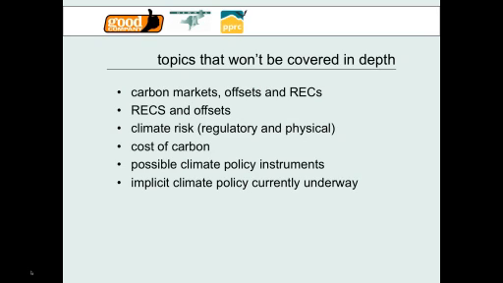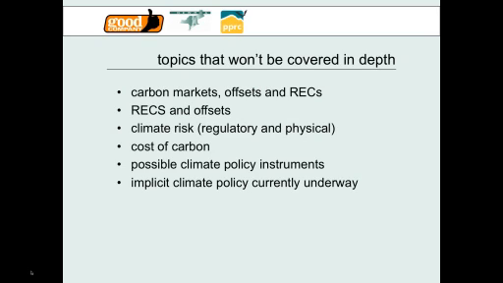Sorry, apologies for the duplicate bullet point there, but just to be clear, we're not going to talk about carbon markets and markets for environmental commodities in any detail. The issue of climate risk I'll allude to, but really this is its own topic. This is really a strategic lens on the issues related to climate change for an organization. A cost of carbon, again, either as the result of a cap and trade system or a carbon tax, any particular policy instrument, we're not going to be talking about those issues.